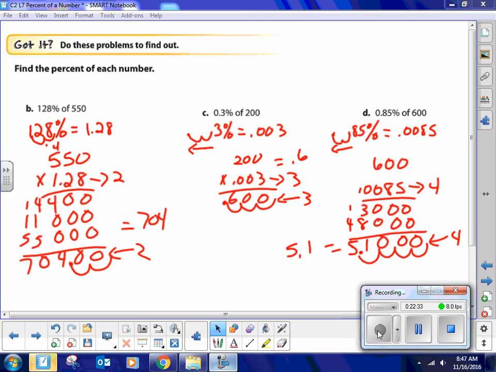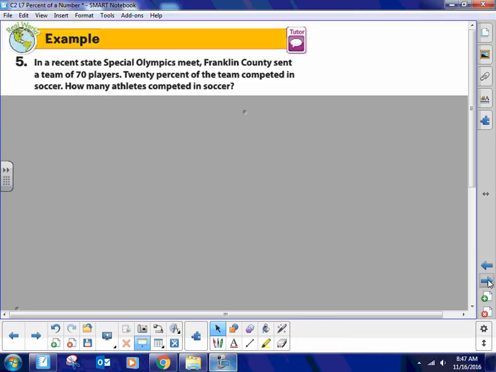Okay? Like I said, I prefer to do it with decimals. I just think it's easier. Okay? Just change everything to a decimal and then do it.